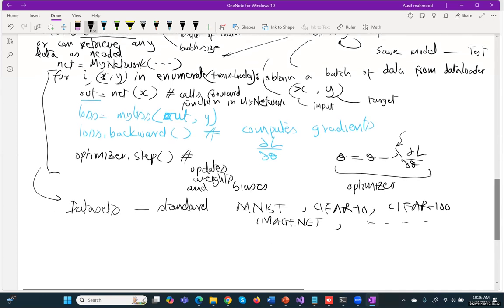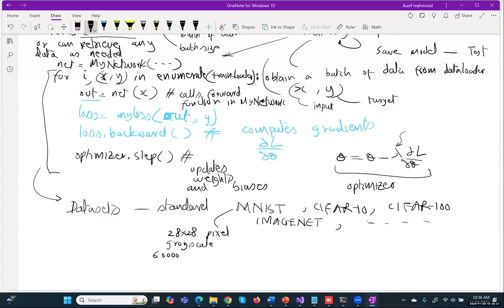So just to give you an idea, MNIST has 28 by 28 pixel grayscale images. And there are 60,000 training images and 10,000 test images. Okay, coming to CIFAR10. So there are 10 categories over here. MNIST also is 10 categories.